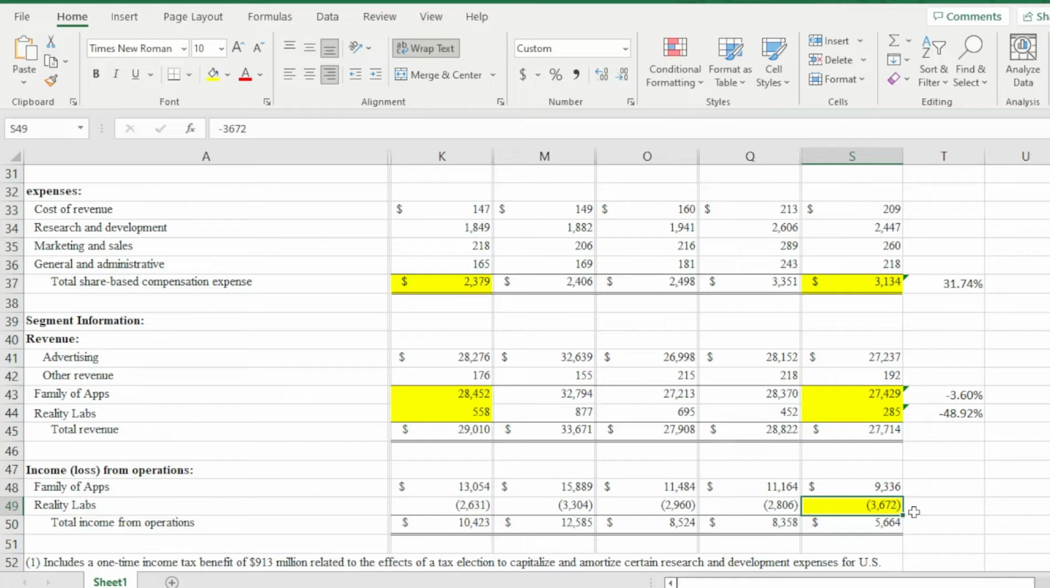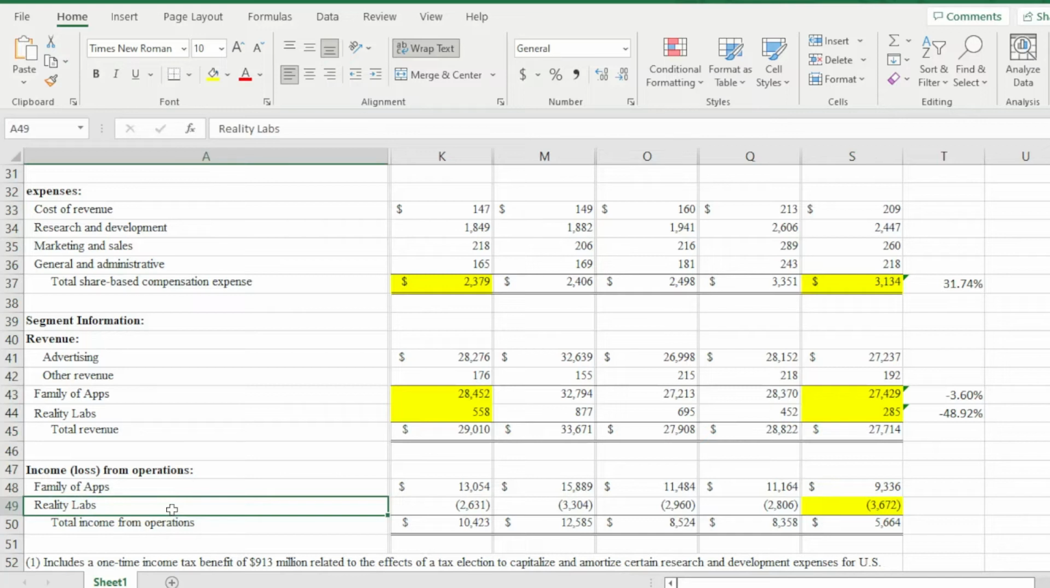We're looking at a $3.672 billion loss coming from Reality Labs. So yeah, I mean, pretty big loss right there. And if we're just looking at the family of apps, we're reeling in 9.336 billion. So Meta is a very, very profitable company, you guys. I mean, don't let anybody tell you that Meta is going bankrupt. That is so far from the truth. They are bringing in so much money. I mean, they're bringing in $9.336 billion just from their family of apps.